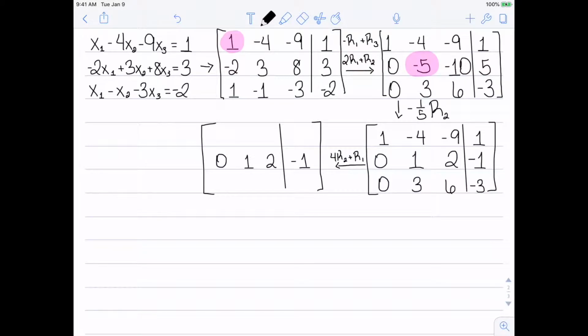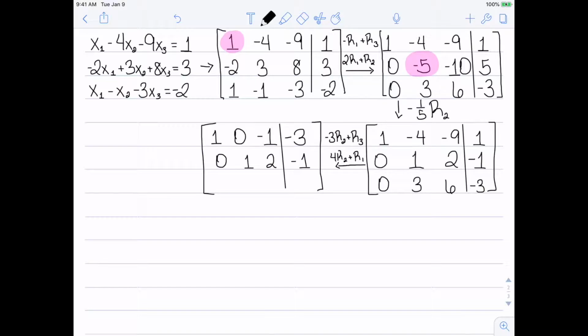I know my second row won't change. I then have 4 times 0 is 0, plus 1 is 1. 4 times 1 is 4, minus 4 is 0. 4 times 2 is 8, minus 9 is -1. And 4 times -1 is -4, plus 1 is -3. Below the 1, I have a 3, so I'm going to need to subtract 3. So we'll do -3 row 2 plus row 3.